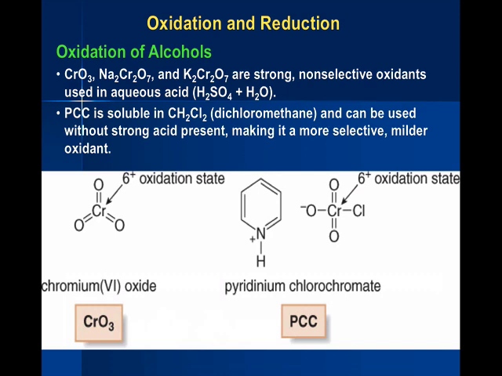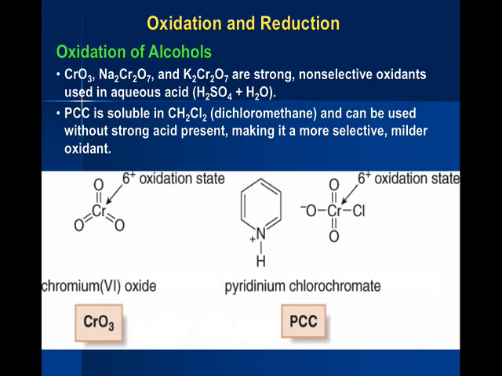But what you will notice in most of the reagents that we hold undergraduate students responsible for is that they all contain chromium. For example, chromium trioxide, sodium dichromate, potassium dichromate. These are all very strong oxidizing agents that can oxidize alcohols to either ketones or carboxylic acids. If you have a primary alcohol and you have chromium trioxide or sodium dichromate or potassium dichromate, it will oxidize that primary alcohol all the way to the carboxylic acid. Notice that chromium is in the +6 oxidation state.